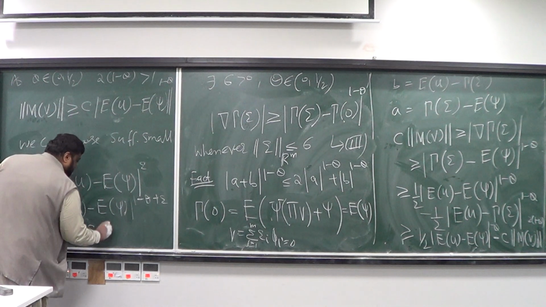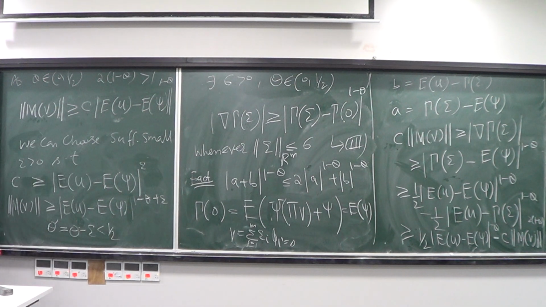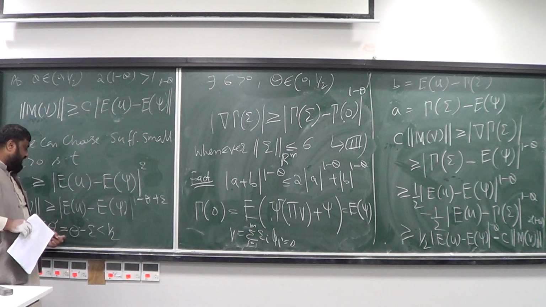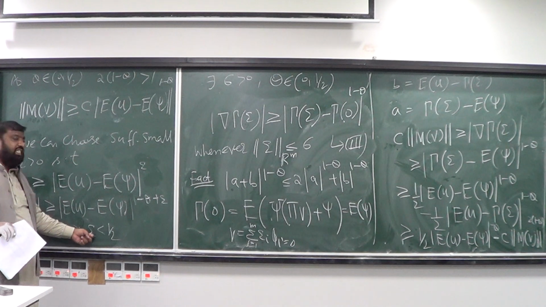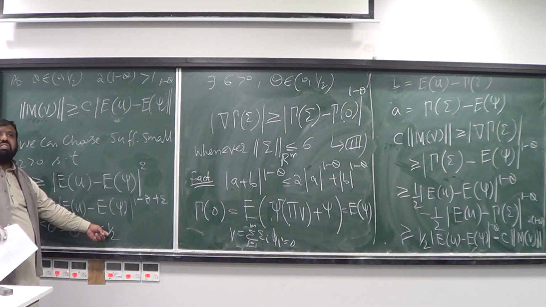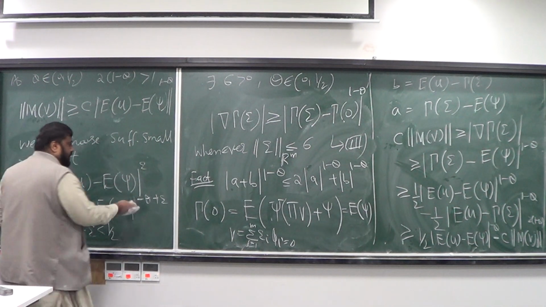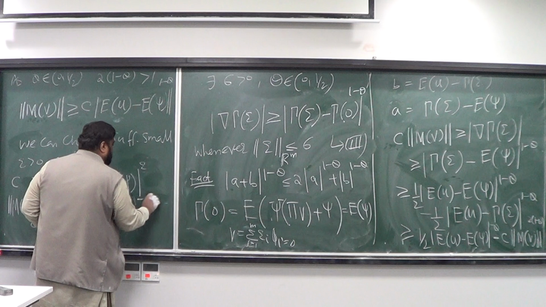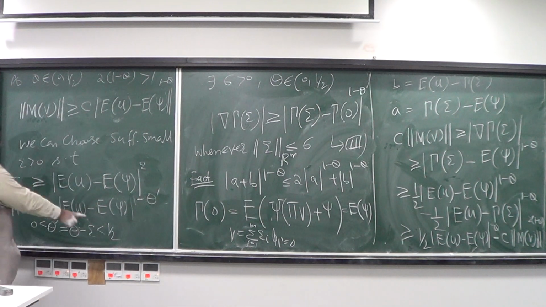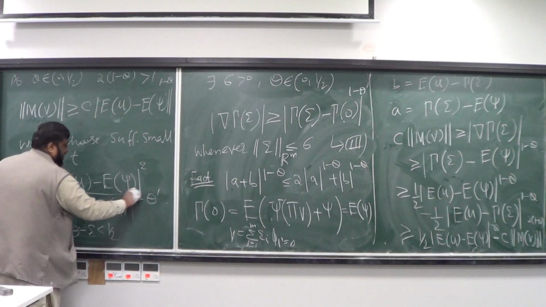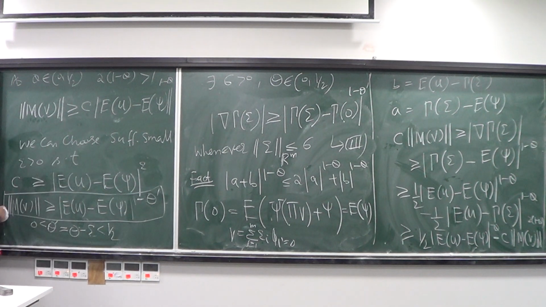then this number is still less than 1/2, so it's in our range, and it's also positive, because theta is less than 1/2 and you are subtracting something positive from it. So this power can be written as 1 minus theta prime, where theta prime is a number between 0 and 1/2. And once you have this, you have your required inequality.